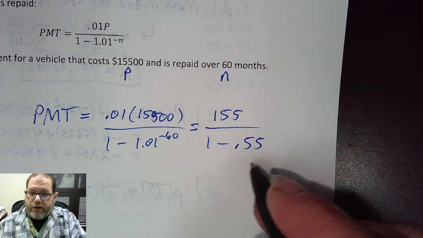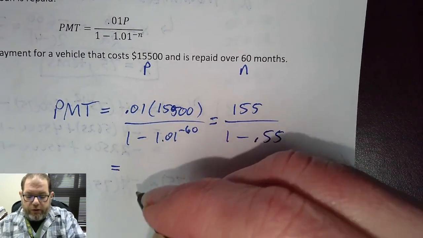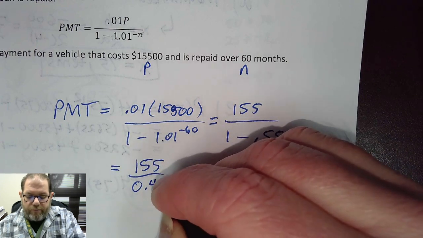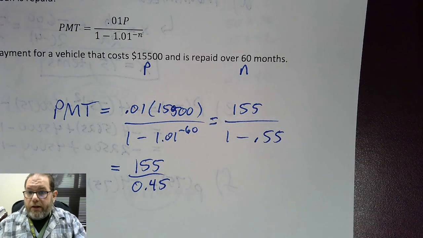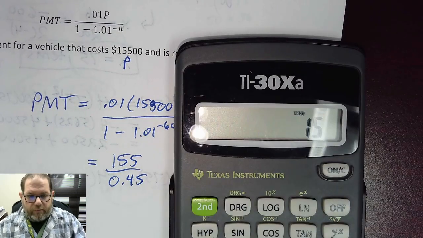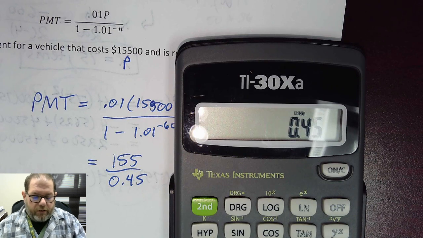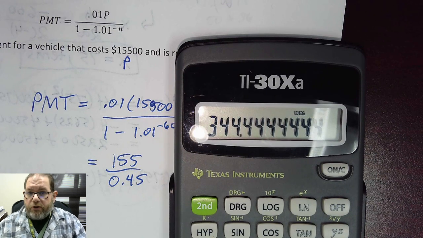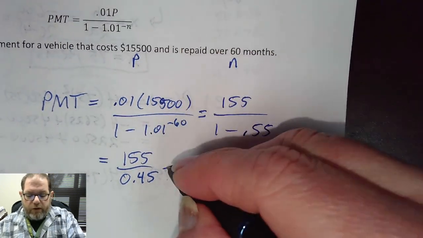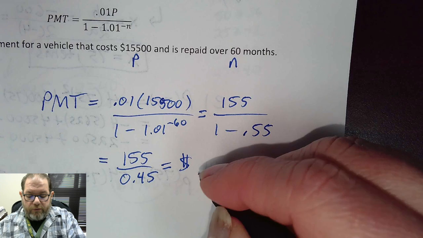Now that's being subtracted from 1. So we're going to end up with 155 on top and then 0.45 on bottom. And now we'll just do this division. 155 divided by 0.45. And so we get $344, and we'll round it to 44 cents on the decimal for the monthly payment for this used car.